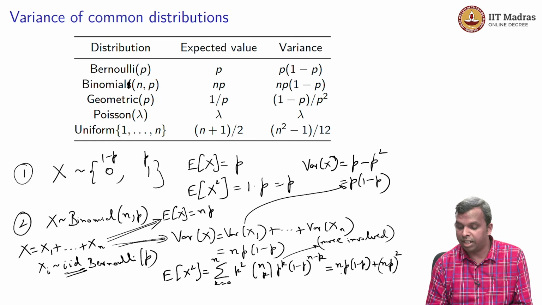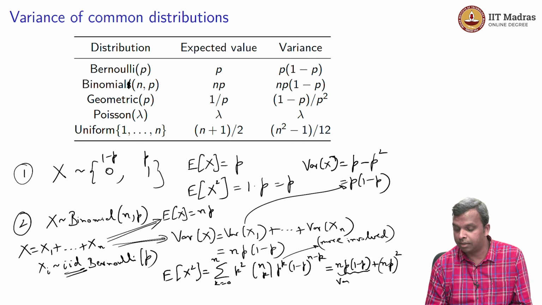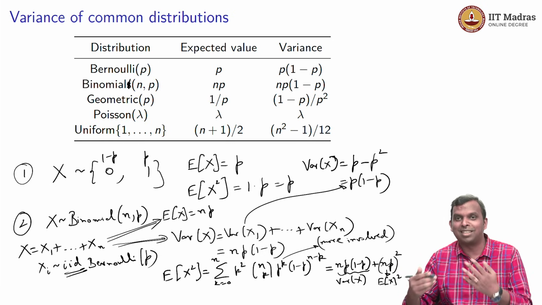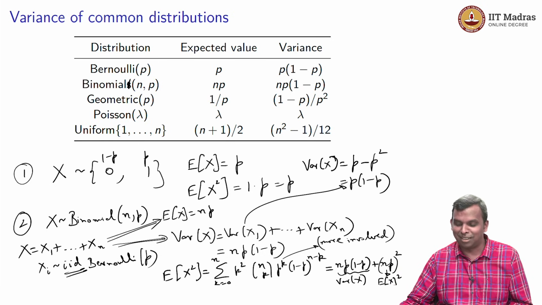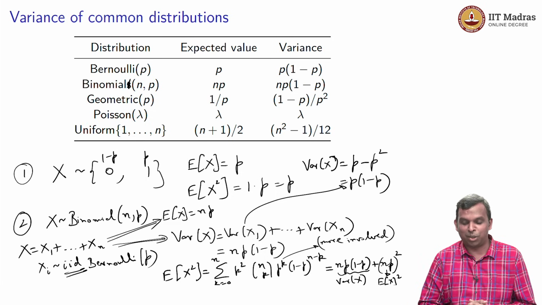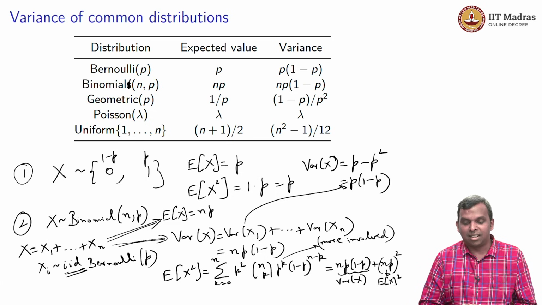But how did I find this? This is the variance plus the expected value of x, whole squared. So the variance of x is the expected value of x squared minus the expected value of x whole squared. You can use it in reverse and get these complicated types of summations easily figured out if you know the variance. This is a trick you can use. This is how you compute for complicated distributions.